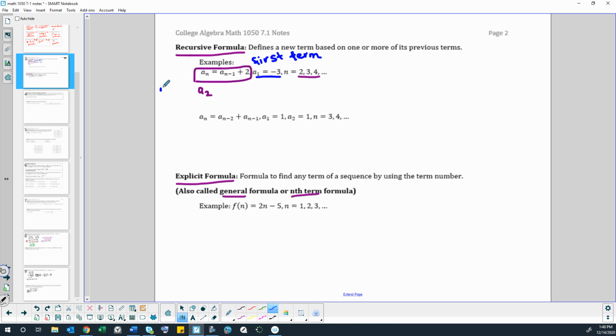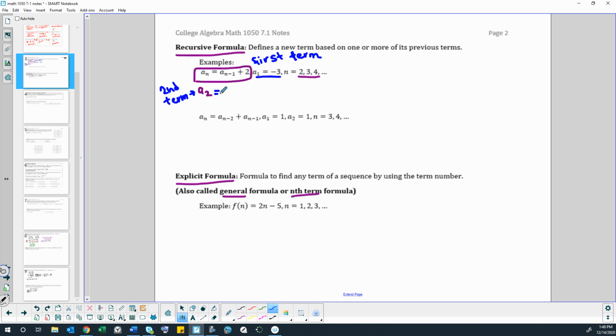Okay, so A sub 2 would be the second term, and that's because it's a sub 2. So this is like the name of this term. The name of the term is A sub 2. Like my name is Mrs. Featherstone, or your name is whatever your name is, right? So this is a name for the term that we are finding. A sub 2 is the second term because of the 2. N is 2. So what we're going to do is plug in 2 anywhere where we see an n.